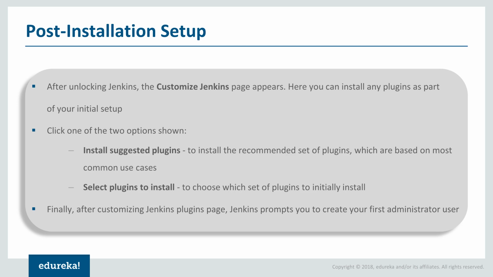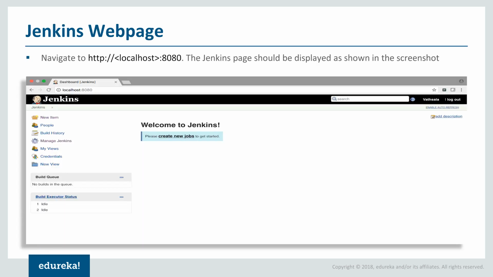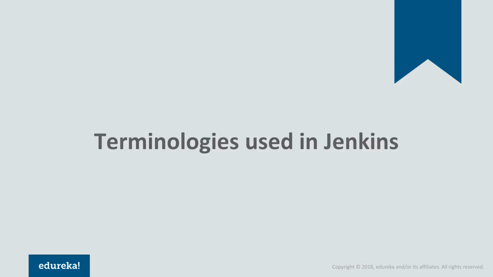And once again, finally, once the customization of the Jenkins plugin page is complete, Jenkins will prompt you to create your first administrator user, which is again just giving a user ID and a password. And once you have created the first admin user, this is the Jenkins web page and the main Jenkins homepage, which welcomes you. Now is the time to take a look at the terminologies used in Jenkins.